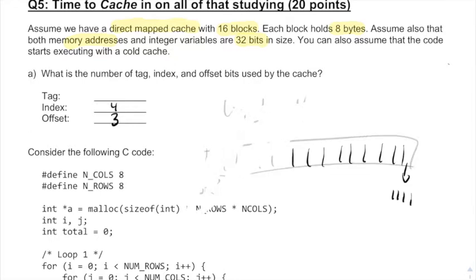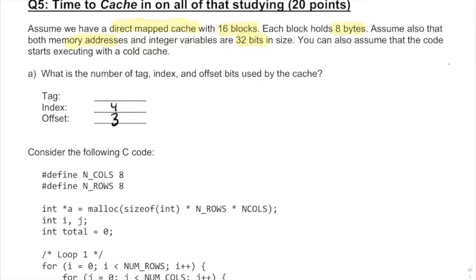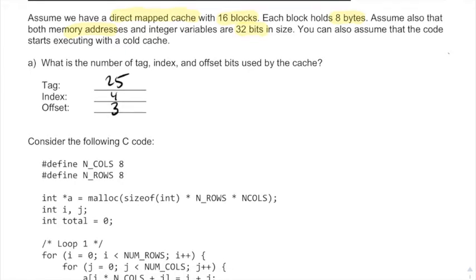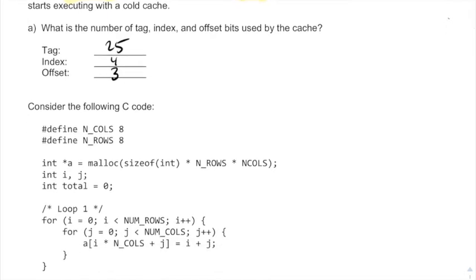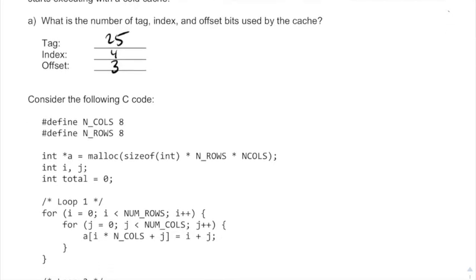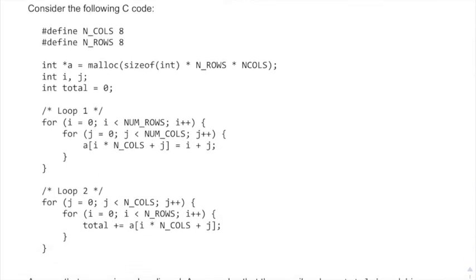Tag is the leftovers. We were given that the memory addresses are 32 bits in size. Since we already used 7 bits, the remainder must all be in the tag. Therefore, we have 25, because 32 minus 7 is 25. Hopefully that makes sense. Alright, now comes the hard part.